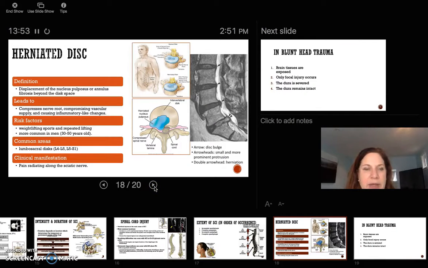And the last thing is our herniated discs, and that can compress the nerve root, causing pain and inflammation and something called sciatica. And the most common areas for that to happen are in the lower back. So L4, L5, and L5 to S1.